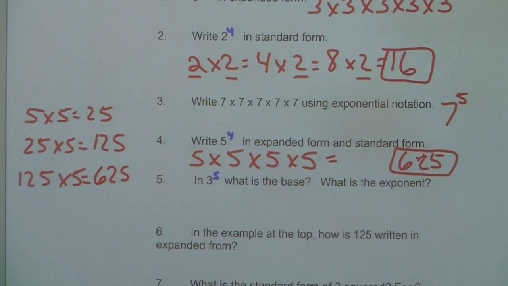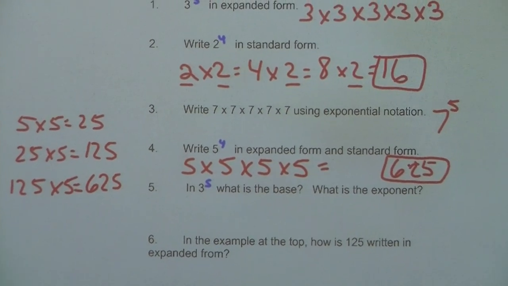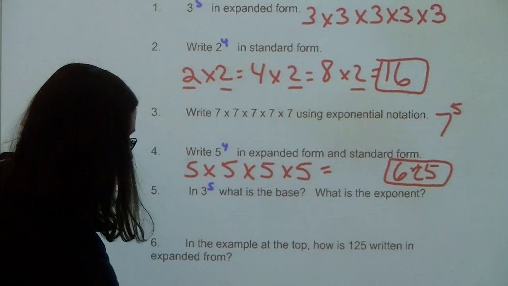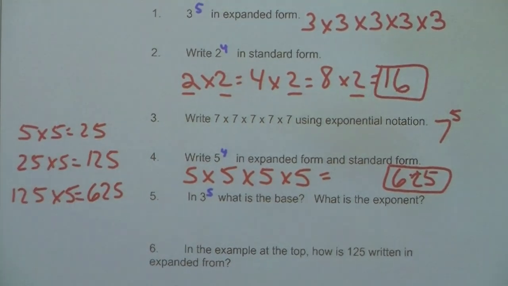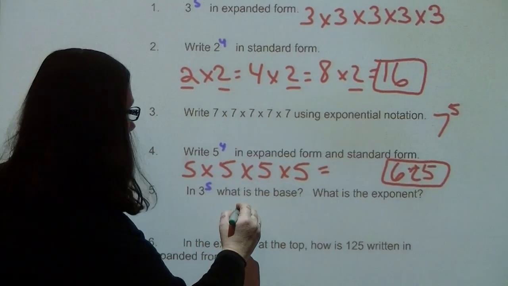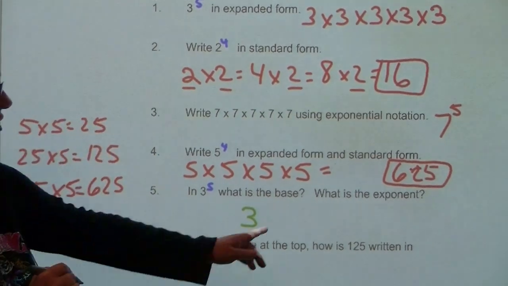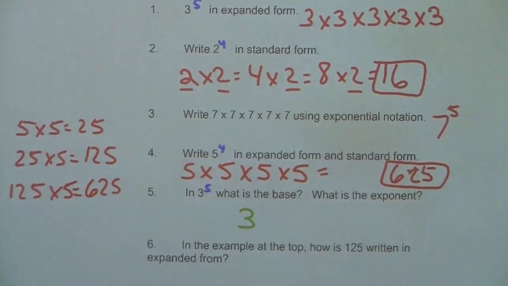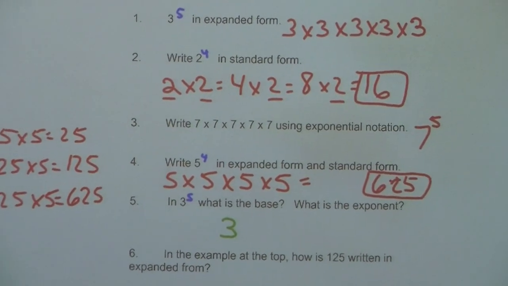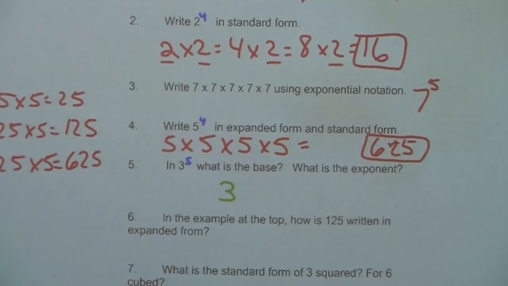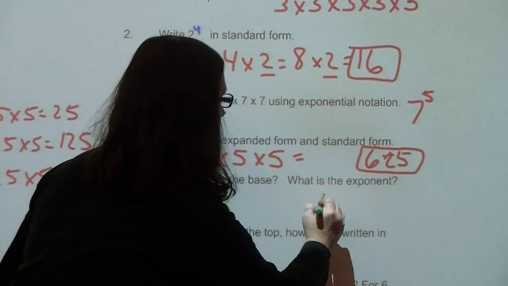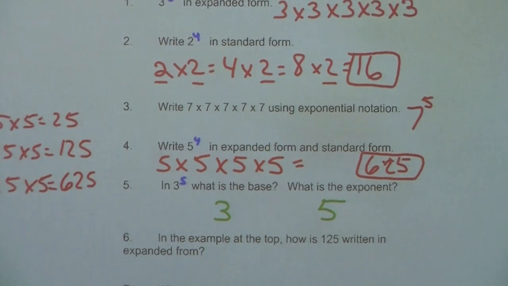It says, do you understand? It says, in 3 to the 5th power, what is the base? What number is the base, 5th grade? 3. Good job. And then it says, what is the exponent? What's the exponent there? What number tells me how many times to multiply this 3? 5. Good job. All right, number 6.